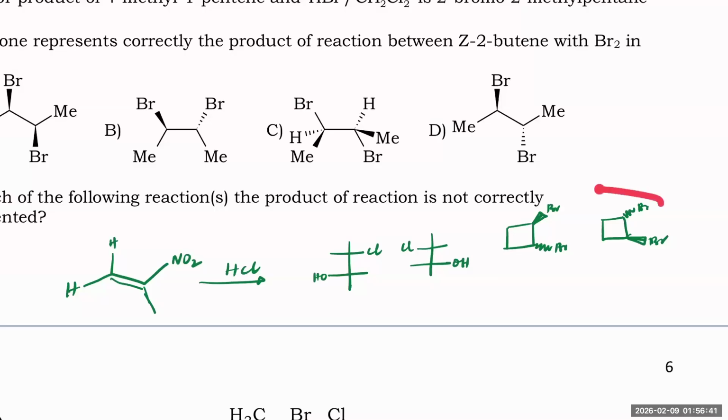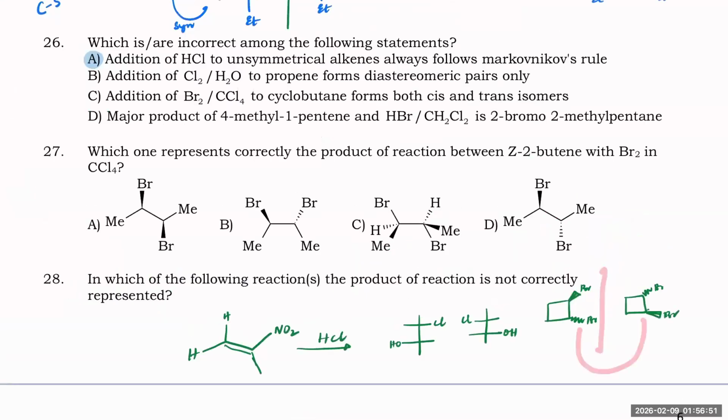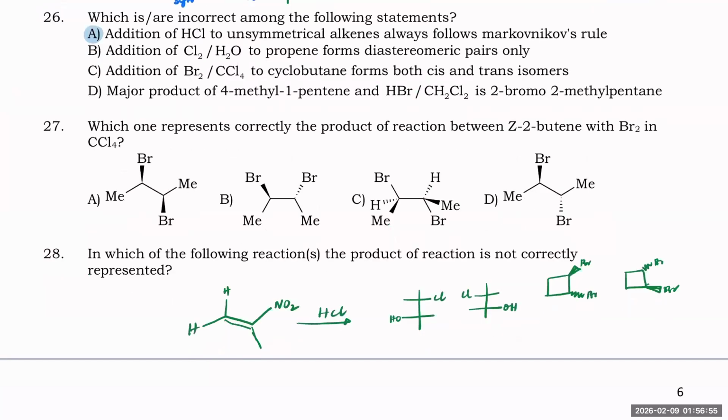Now if you notice, there is no plane of symmetry between these two, so they actually become enantiomers. These two are enantiomers of each other. Correct? It said it forms cis and trans isomers. In these enantiomers, bromine and bromine are always opposite, which means it is always going to be trans. So this is also incorrect. C is also incorrect. B is also incorrect.